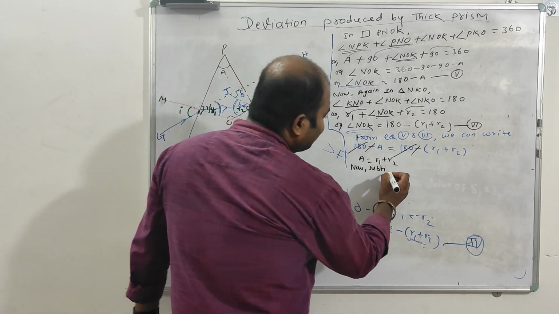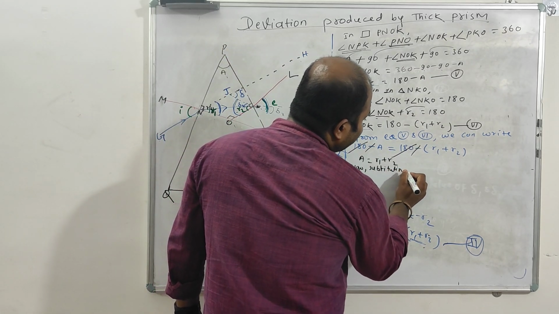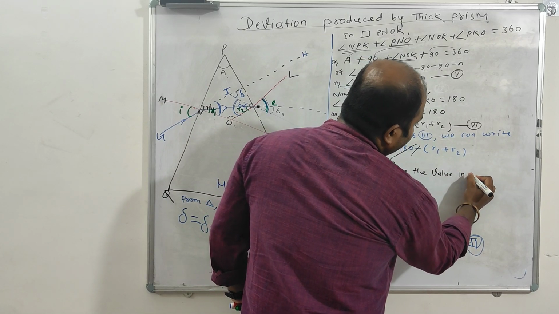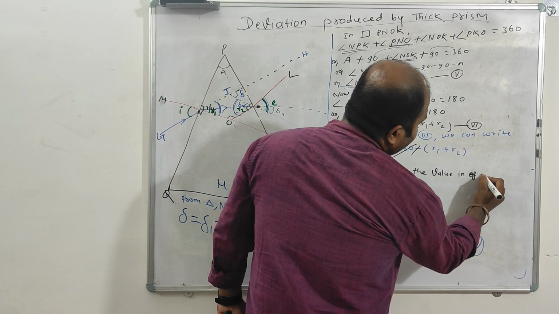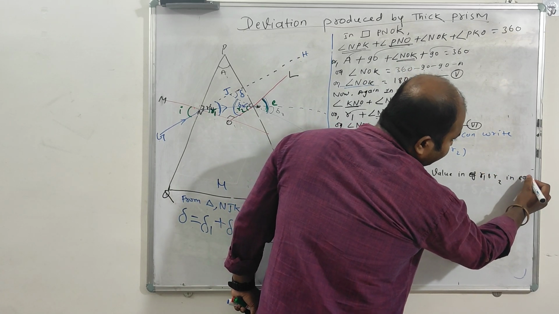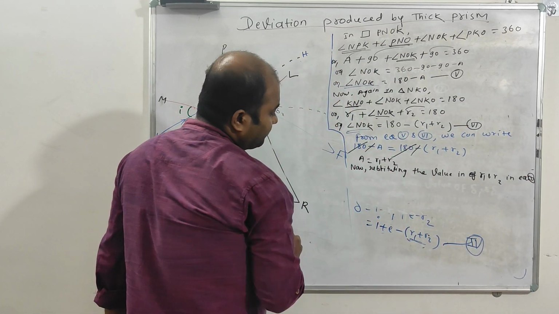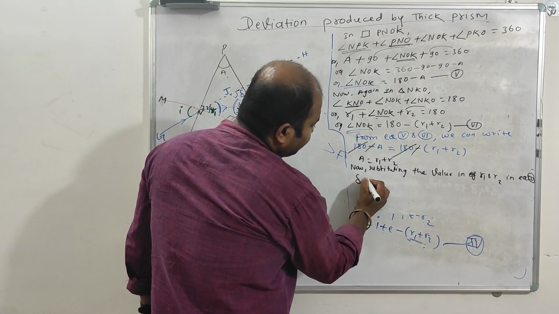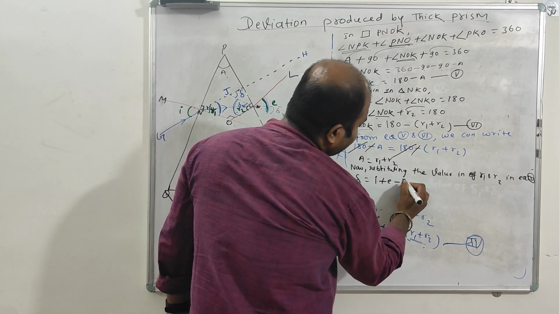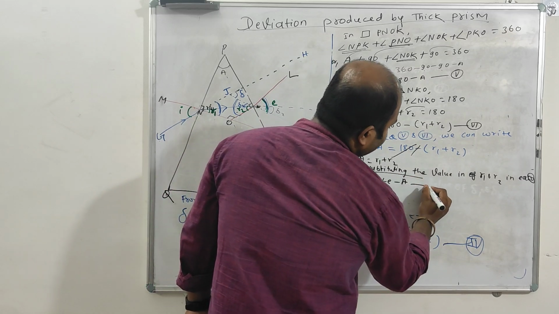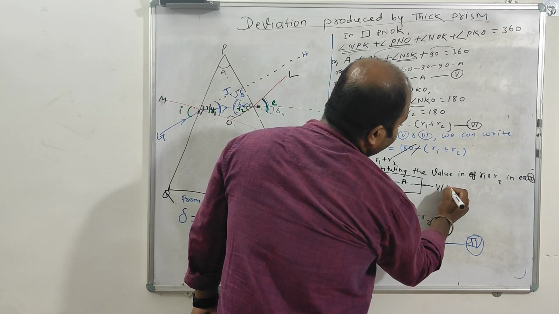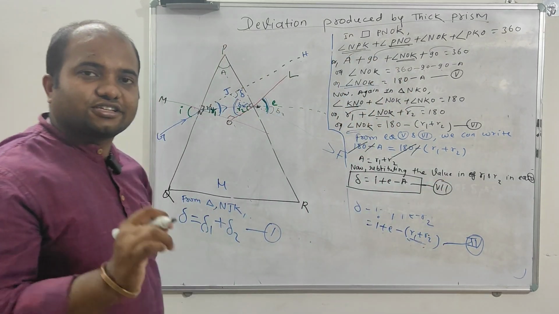And that's what we need, because we need it in terms of A. So that's all. So now substituting the values of R1 and R2 in equation 4, what will we get? Del is equal to I plus E minus A, and this is equation 7, and this is the required equation.